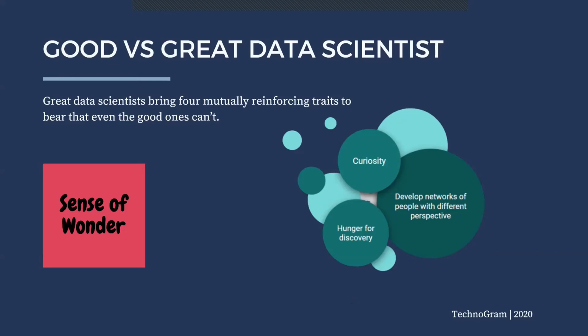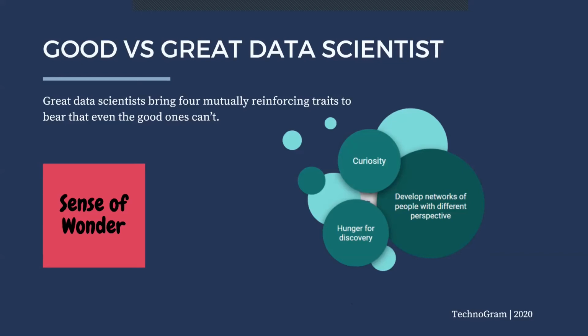For example, great data scientists are interested in many things and develop networks of people with different perspectives than their own. So much the better to explore the world and a mass of disparate data from many angles.